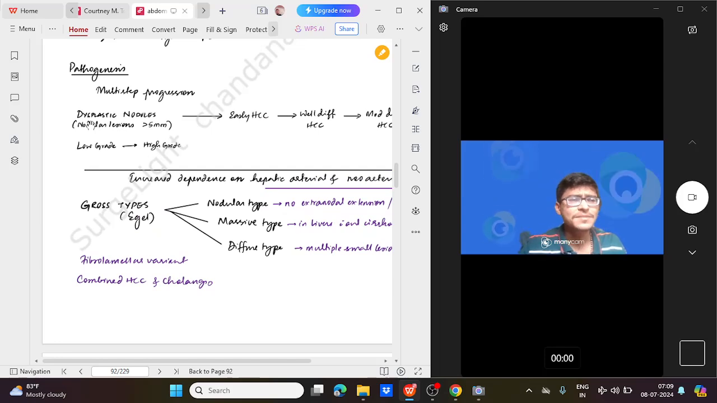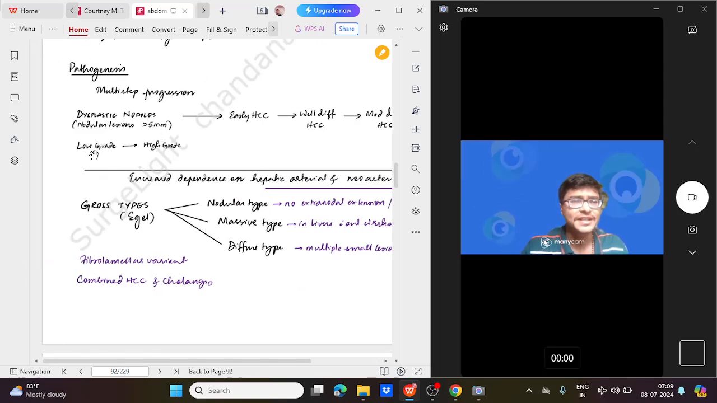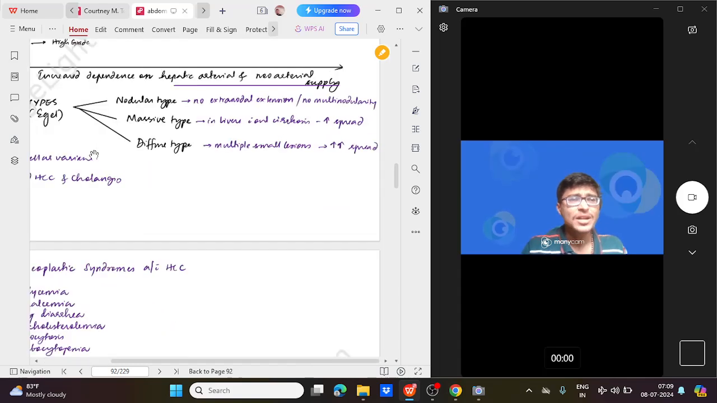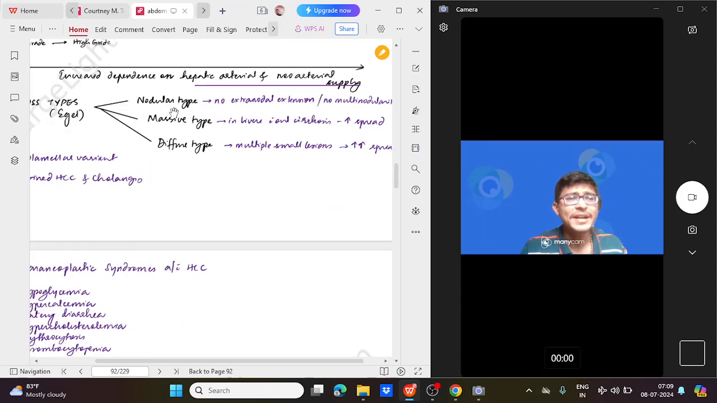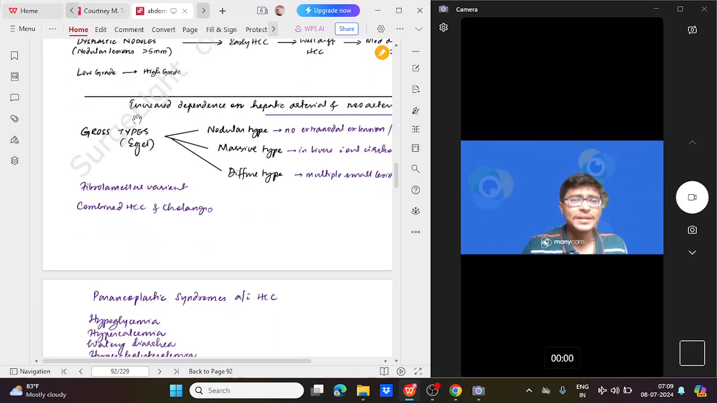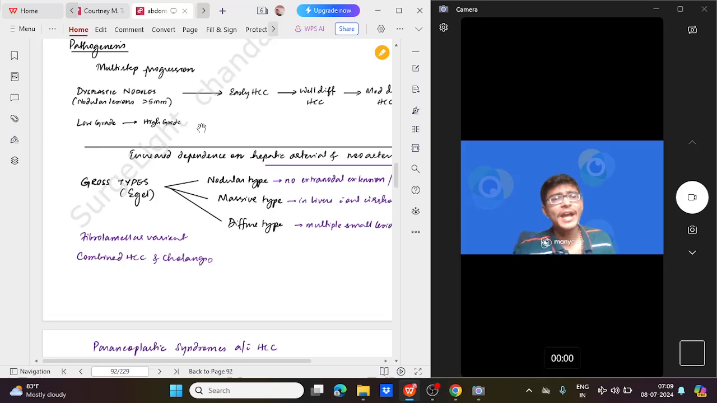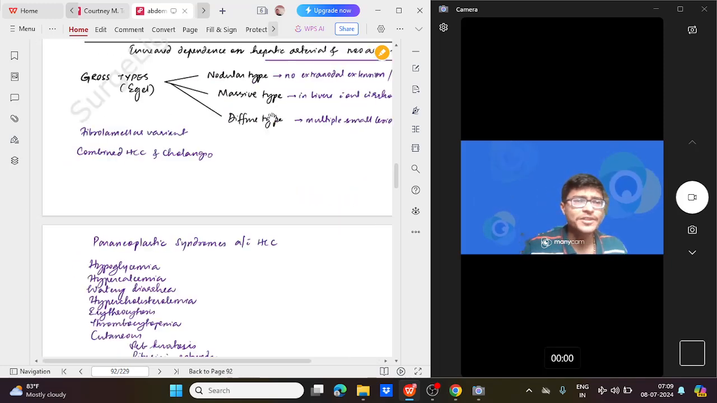There will be dysplastic nodules, nodule size more than 5 mm, which will result in early HCC, which will follow the path of well differentiated HCC to moderately differentiated HCC and then poorly differentiated HCC. Initially it will be low grade and it will progress to high grade. There is increased dependency on hepatic arterial and neoarterial supply. It goes on increasing from low grade to high grade and from early HCC to poorly differentiated HCC.